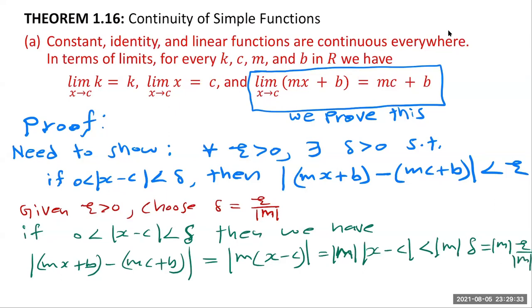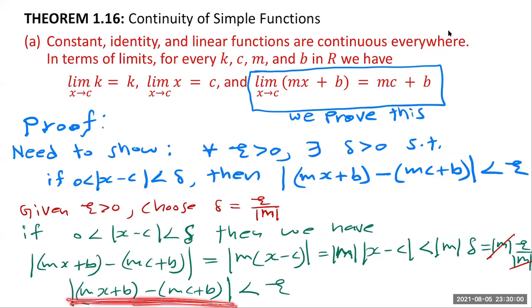Now, as you can see, this absolute value of m and this absolute value of m, they are cancelled. You get epsilon. You get mx plus b minus mc plus b. Of course, the absolute value of that less than epsilon. That's what exactly I wanted to prove. If this happens, this happens. As you can see, the absolute value of that difference is less than epsilon. Okay, so this completes the proof. That means this limit statement is true, we used the algebraic definition to prove this one.